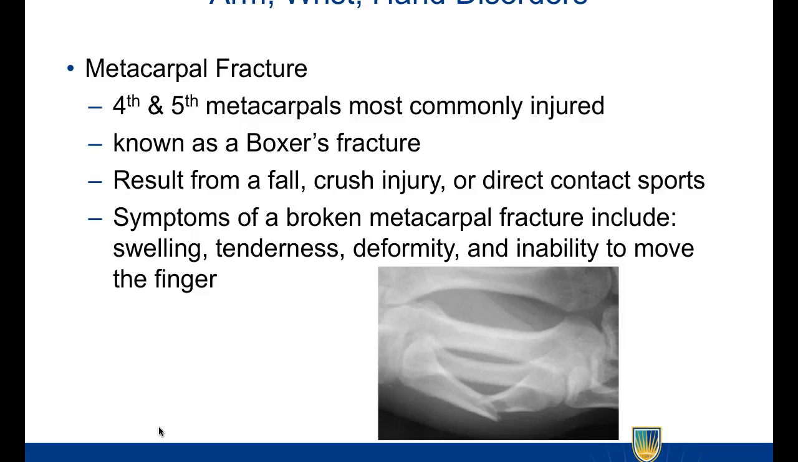Metacarpal fracture. The fourth and fifth metacarpals are the most commonly injured and are known as the boxer's fracture. These can result from a fall, crushing injury, or direct contact sport. Symptoms of a broken metacarpal include swelling, tenderness, deformity, inability to move the finger, a finger that crosses over its neighbors when making a partial fist, and or depressed knuckle.